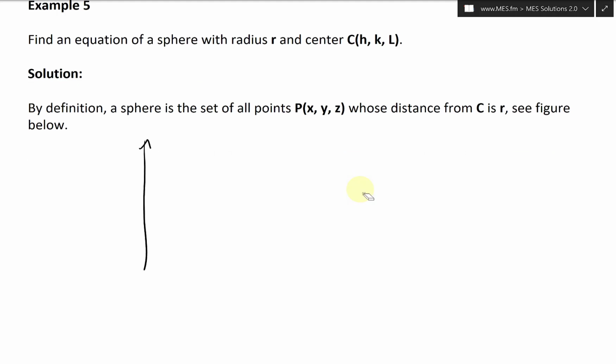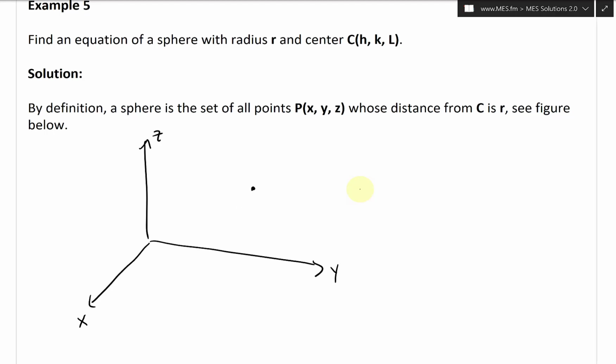So a sphere is, here's the z-axis like this, and there is the y-axis. This is our y, and there is our x, and this is our z, like that. And we have the center here. The center inside is, let's say, C, and this is H, K, L. And then the distance across all the way to P of x, y, z, because we're inside a sphere, is going to always be the same.